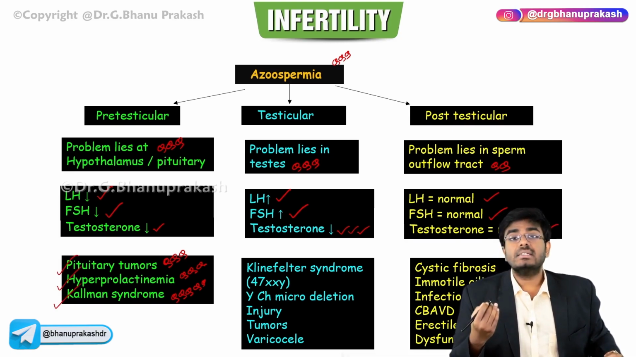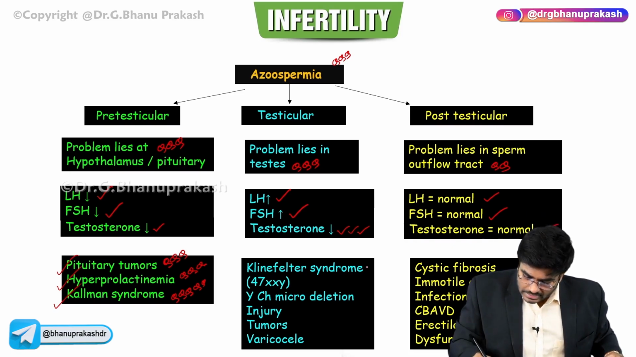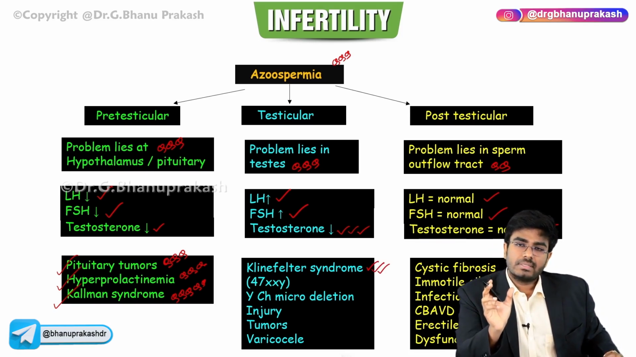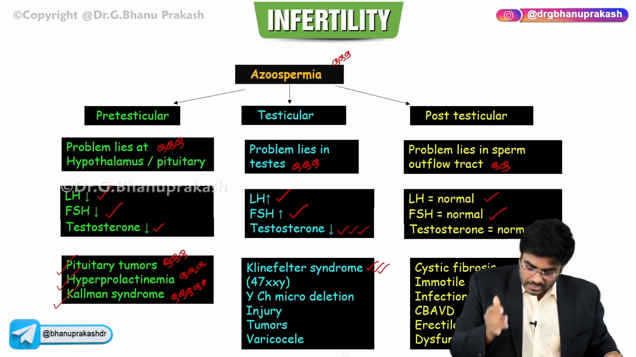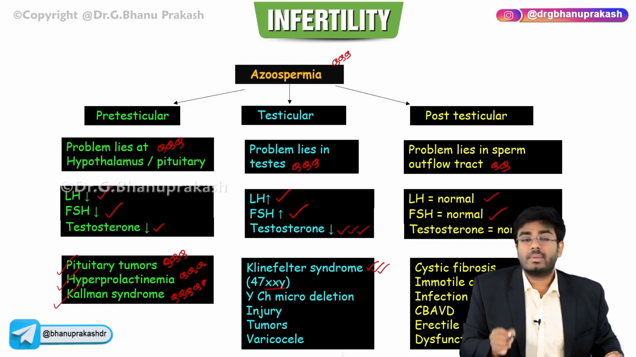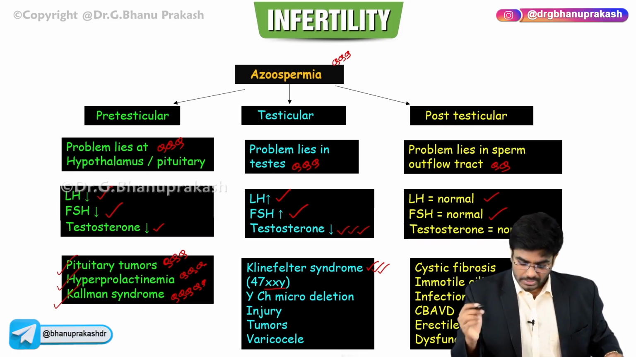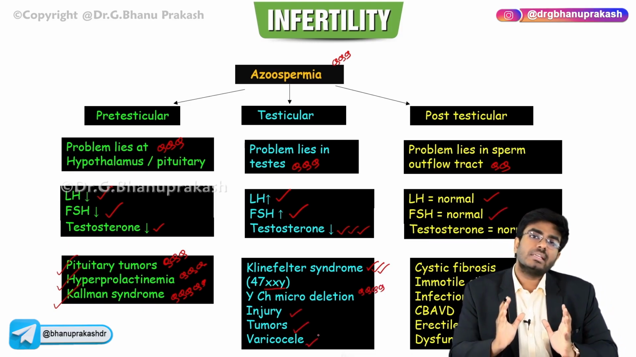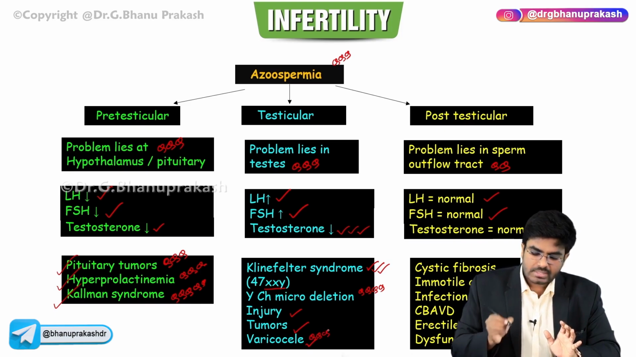But please concentrate on the testicular causes of azoospermia, which means the problem lies at the level of testis. See, the causes include Klinefelter syndrome. Yes, in Klinefelter syndrome, what happens? There is azoospermia. The testes are not making the sperms. Klinefelter syndrome is 47XXY. Because of the presence of an extra X chromosome, spermatogenesis is hampered. Okay, now the Y chromosome microdeletion, injury to the testis, tumors, varicocele, all of them are the testicular causes of azoospermia. Now you can ask me how varicocele is going to cause azoospermia.